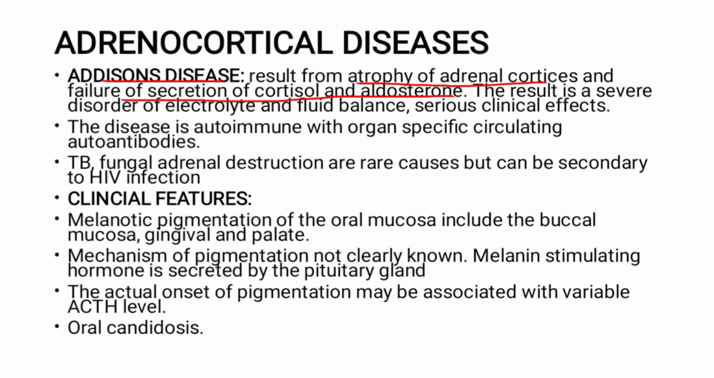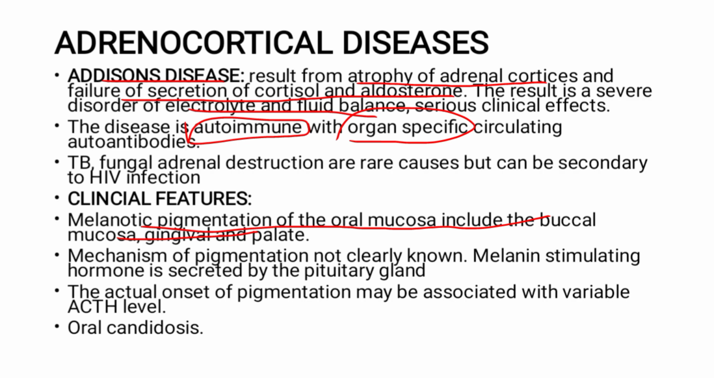cortisol and aldosterone. Basically there is a decrease or deficiency of corticosteroids. It affects the electrolyte and fluid balance. Number one, it is an autoimmune disease, organ specific, with circulating autoantibodies. Due to TB, adrenal destruction is very rare, but it can be secondary to HIV. There is melanotic pigmentation of oral mucosa, including buccal mucosa, gingiva, and palate.